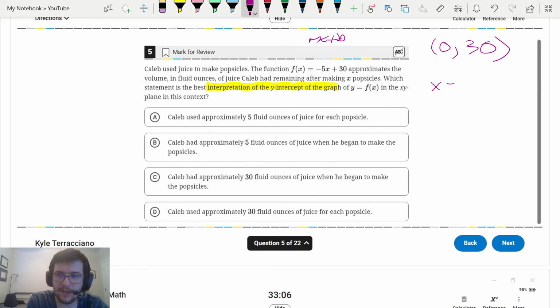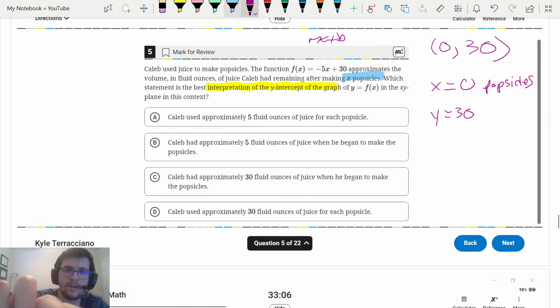Okay, so when x equals 0, what does it say x is? It says x is the popsicles. Okay, so 0 popsicles, and y or f is equal to 30 fluid ounces remaining. So 30 fluid ounces remaining.